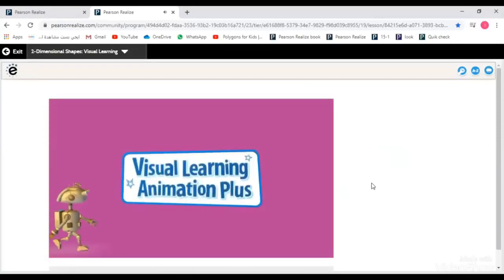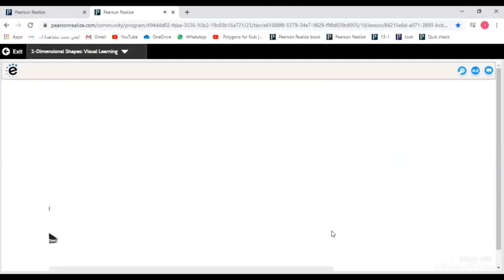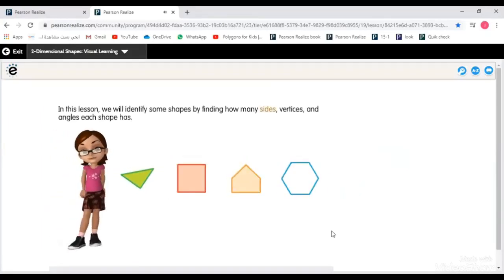Page 860 now. In this lesson, we will identify some shapes by finding how many sides, vertices, and angles each shape has.